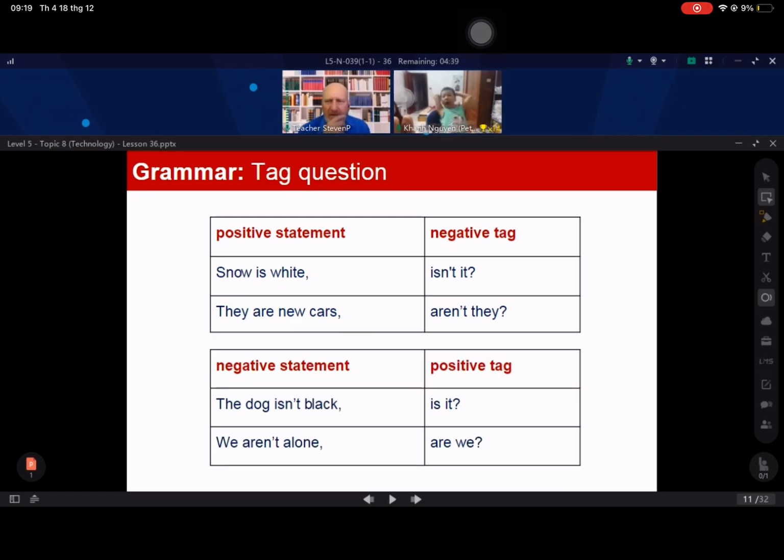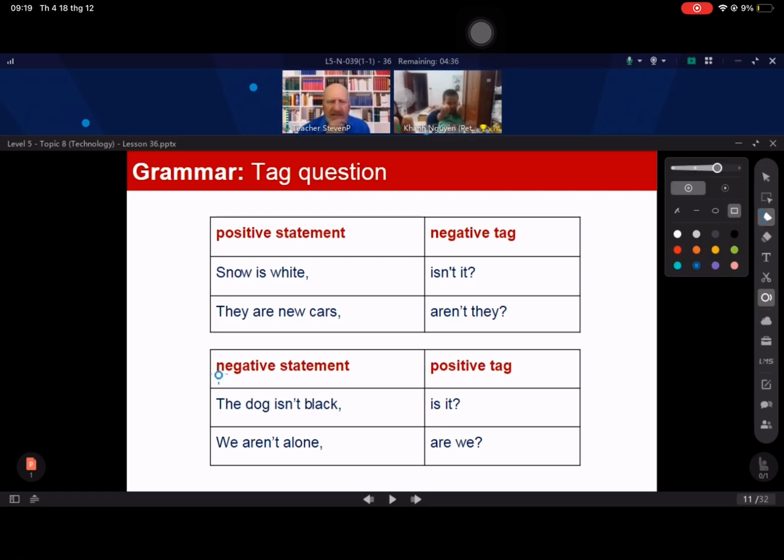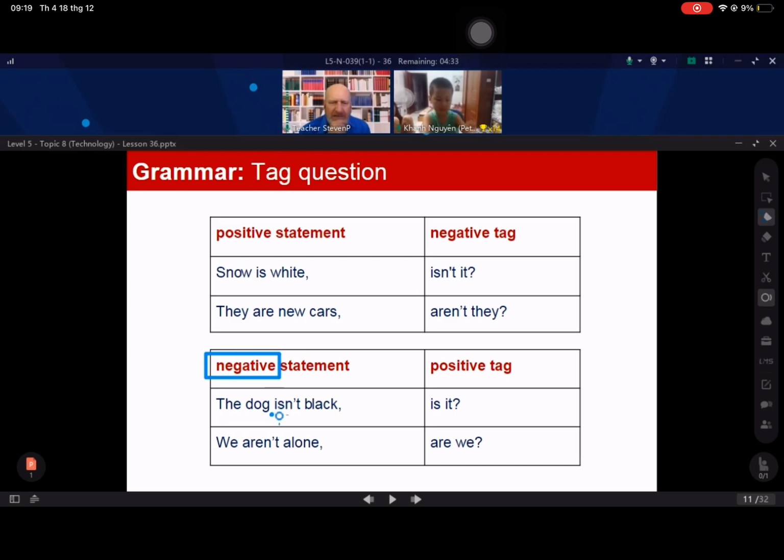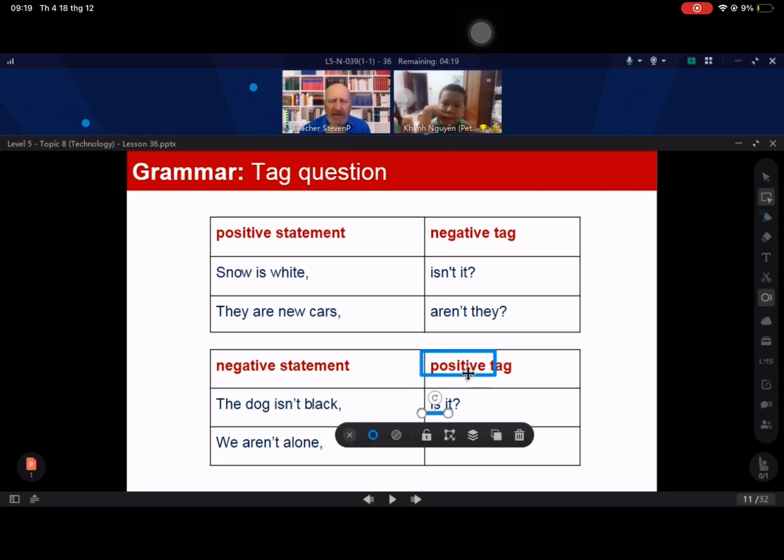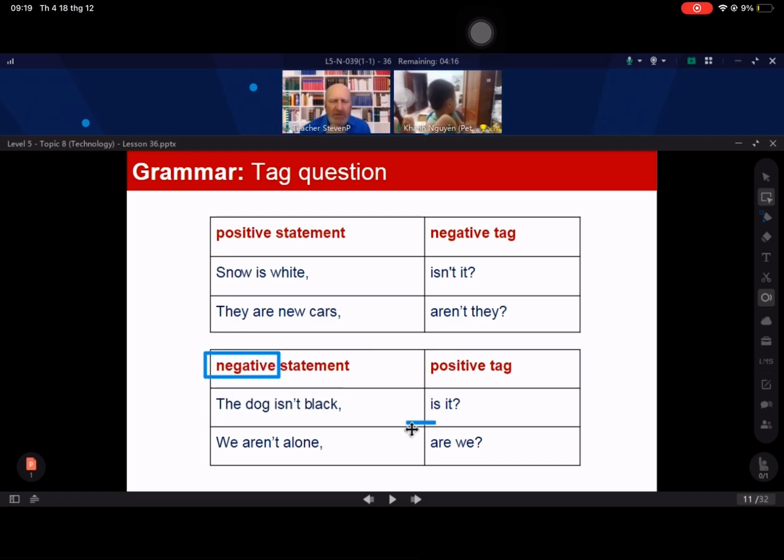Okay, let's try this one here. If the first part is negative, so can you see here, we say the dog isn't black. Then it changes to positive over here. The dog isn't black, is it? Can you see that, Peter? And this one over here, let's try number 2. We aren't alone, are we? Can you see that changes from negative to positive? All right. So the tag question will always be positive and then negative, or negative and then positive.